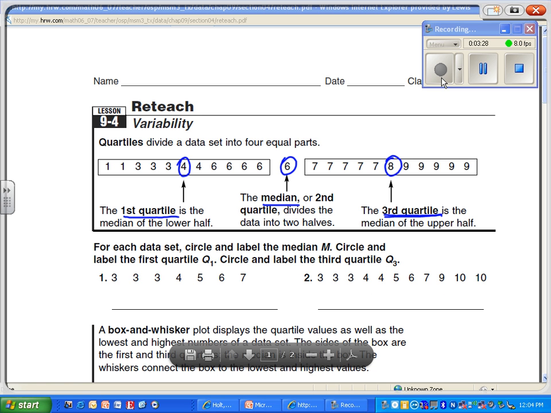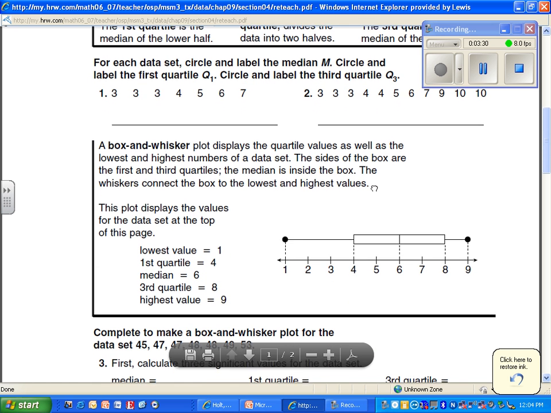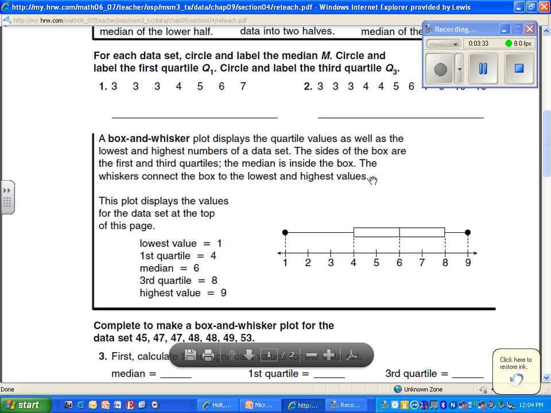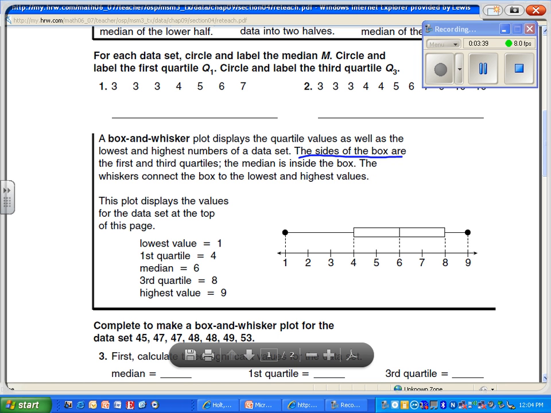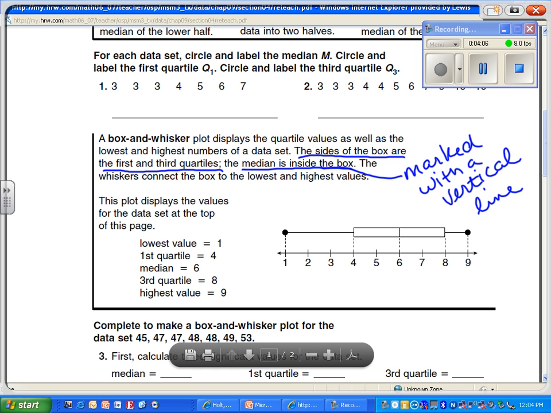All right, let's move on down as it talks about a box and whisker. A box and whisker plot displays the quartile values as well as the lowest and highest numbers. The sides of the box, it says right here, are made up from the first to the third quartiles. The median is inside the box, and we'll also be marking that with a vertical line. The median is inside the box and marked with a vertical line in the box, wherever that median is.